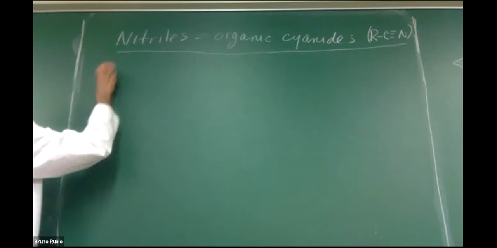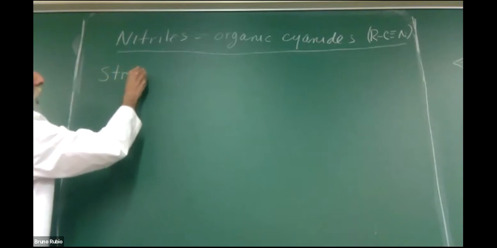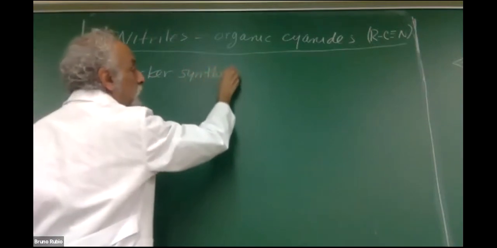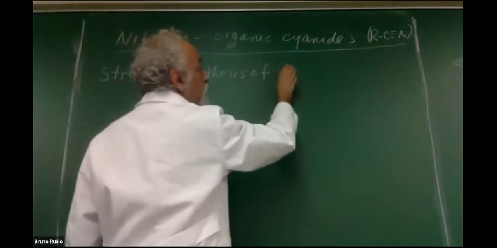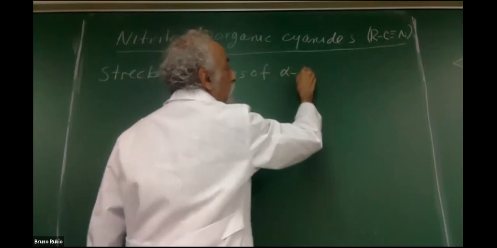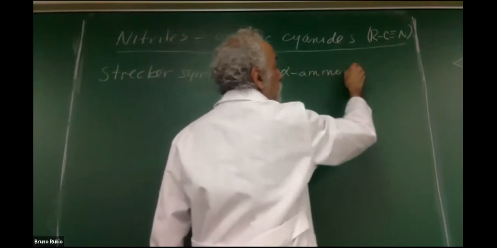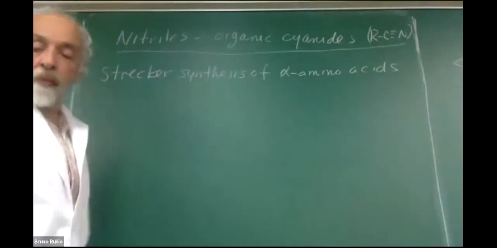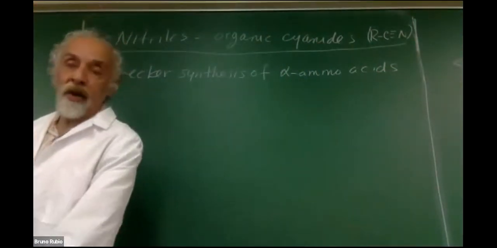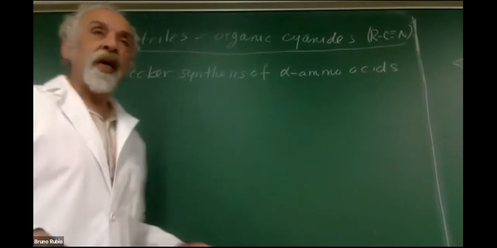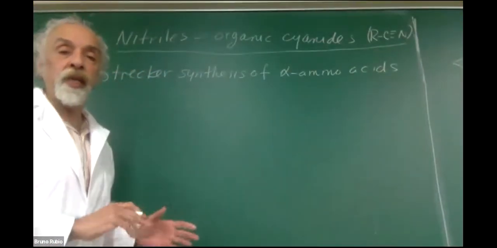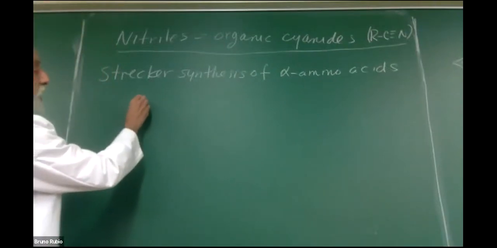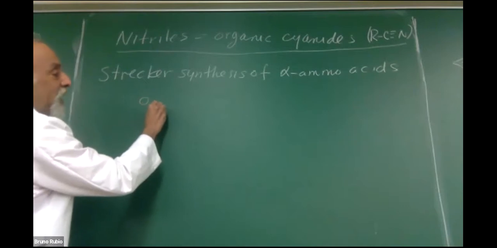Okay, so this is called the Strecker synthesis of alpha amino acids. All right, and so what I'd like to talk to you about in today's lecture will be the detailed consideration of this reaction. All right, so in the Strecker synthesis, you take an aldehyde.